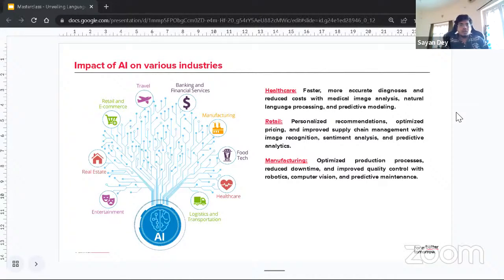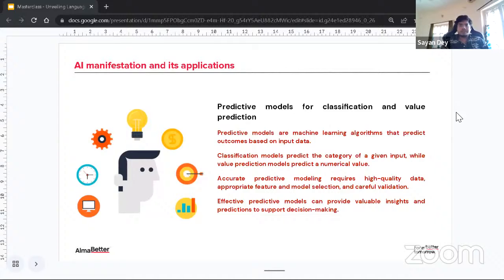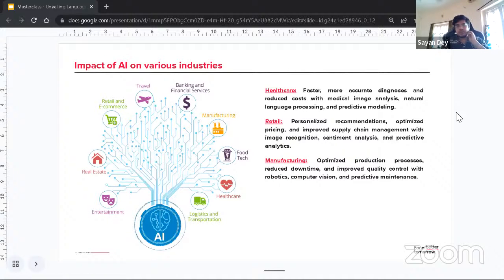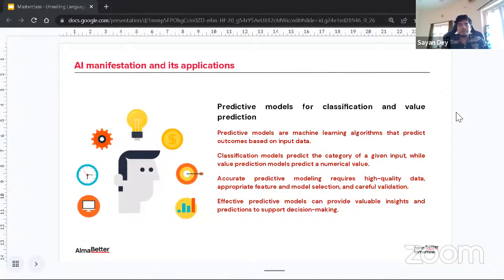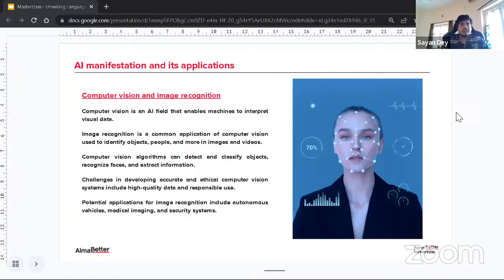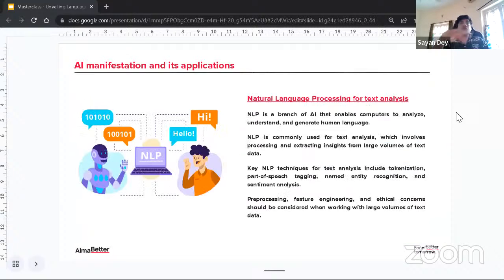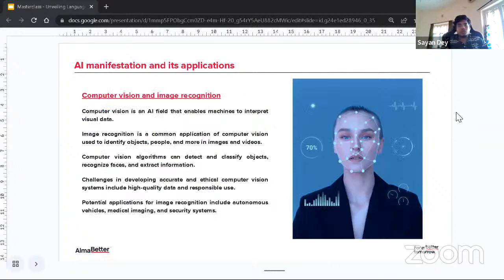Now, coming to the world of how we look at AI for solving different types of problems, there are two different domains that I would like to talk about: AI manifestation and its applications. One is computer vision, and the second one is NLP, which is more in line with today's masterclass. What is computer vision? What is the meaning of computer vision?